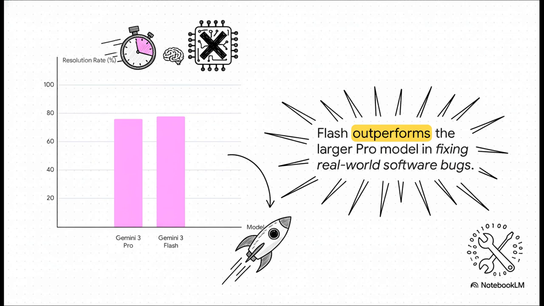And this chart just brilliantly illustrates that point. On a benchmark called SWE-bench, which is designed to test an AI's ability to fix real-world software bugs, the smaller, faster Flash model actually beats the larger Pro model. It's wild. This kind of suggests that for certain really complex tasks, being hyper-efficient and fast can actually be more valuable than just raw, brute force size.